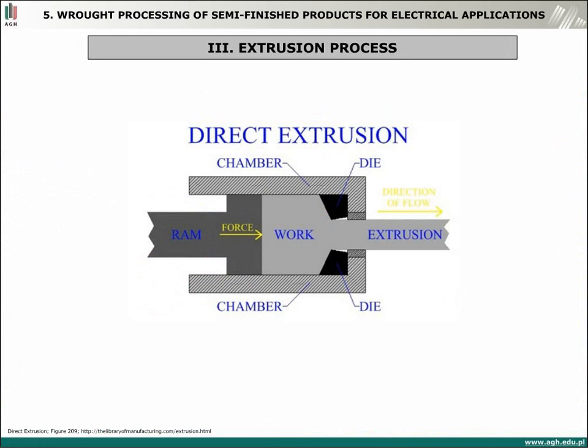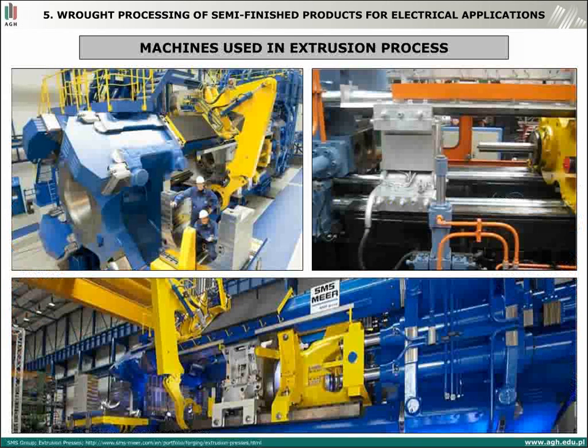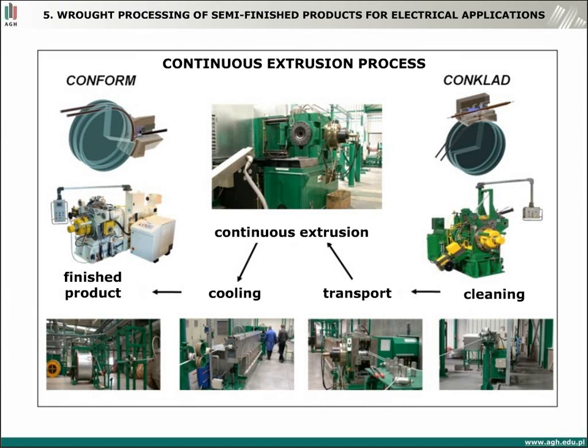The next route process is the extrusion process. The feedstock for extrusion are the direct chill casting billets, which during the process can be transformed into various types of profiles. On the slide, you can see some industrial presses for the extrusion process.